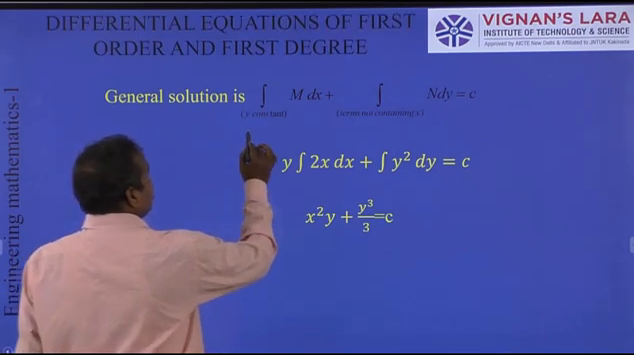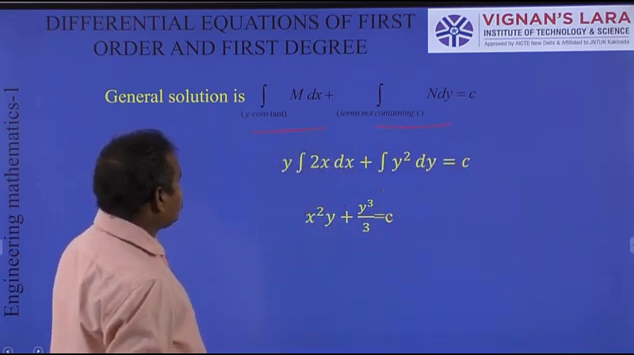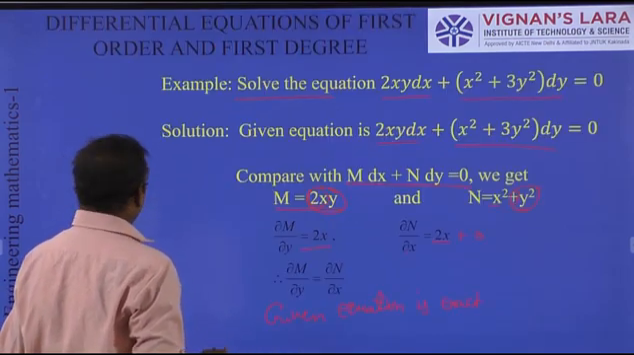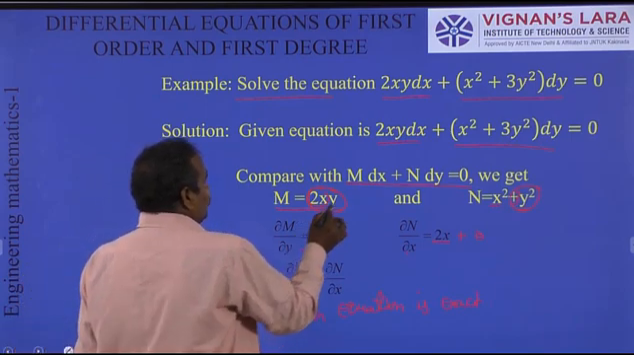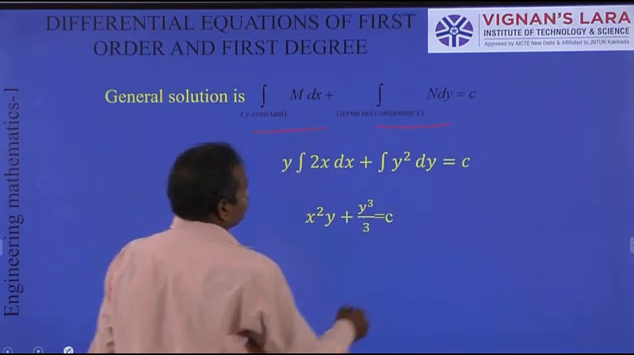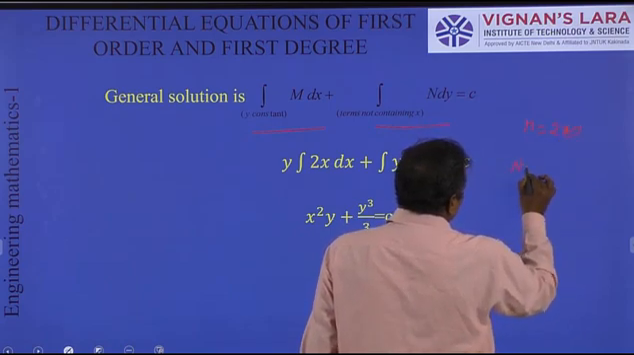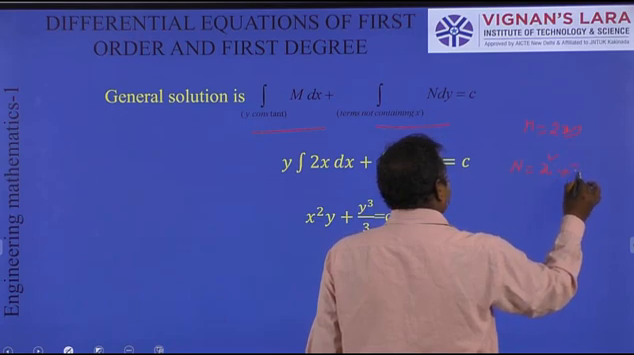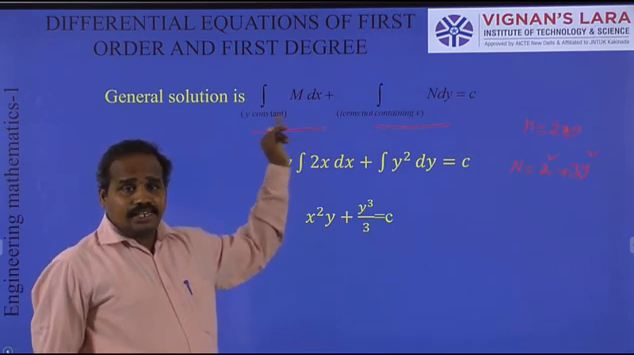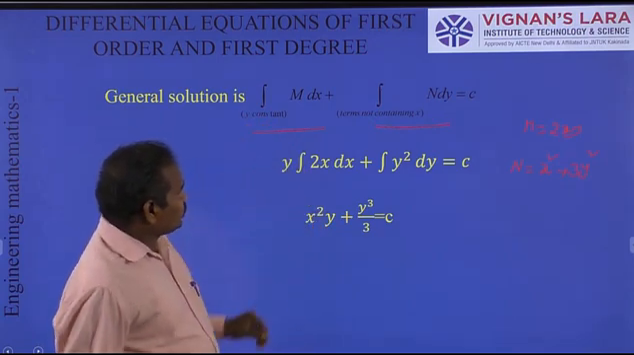So what is the general solution formula? Integral m dx y constant plus integral n dy terms not containing x. So here m. So m consisting. So see this previous one. So see this one. What is m? 2xy. n value x square plus 3y square. We are writing that. m value 2xy. n value x square plus 3y square. Now say this. General solution formula is integral m dx y constant plus integral n dy terms not containing x is equal to c.